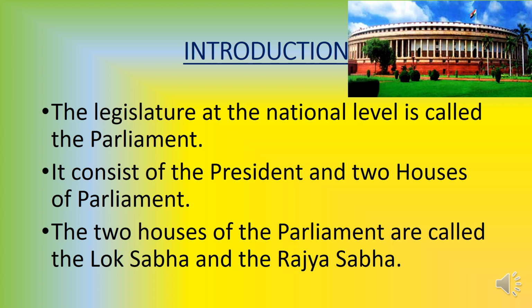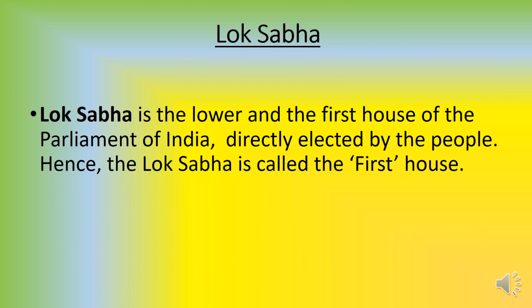Now, which are these two Houses of the Parliament? One is Lok Sabha and the other one is Rajya Sabha. So the two Houses of the Parliament are called the Lok Sabha and the Rajya Sabha. Let us see in detail about both these Houses. So let us go to the first House of the Parliament, which is the Lok Sabha.